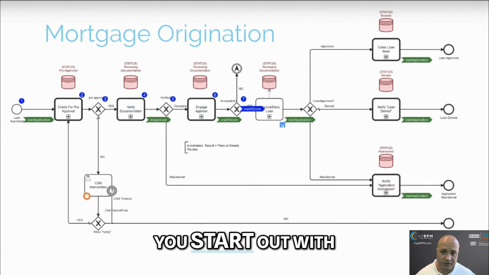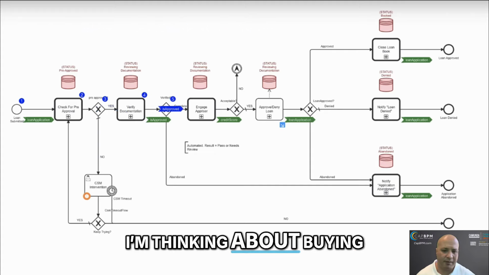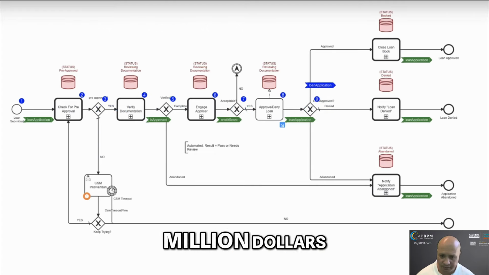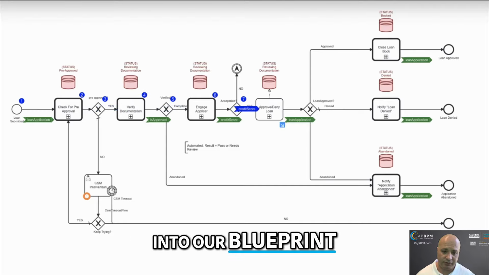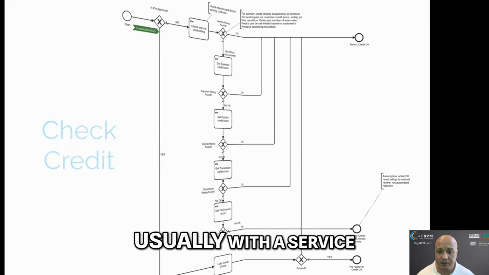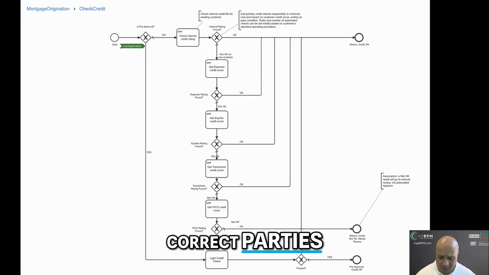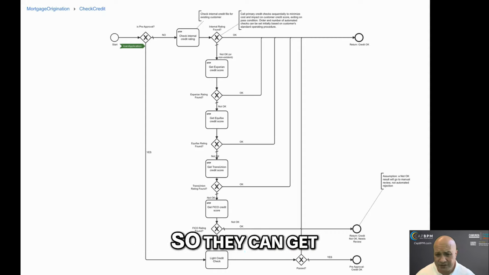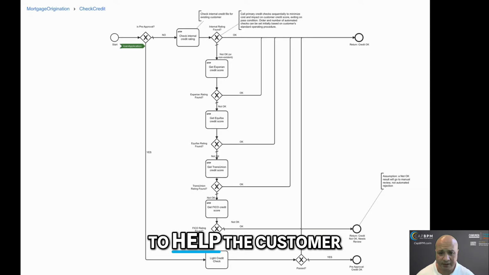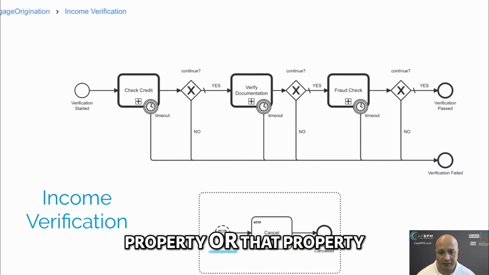Generally, with a mortgage, you start out with a pre-approval step. And the customer will contact you and say, hey, I'm thinking about buying a house. I want to spend $500,000 to $1 million. Can I get a pre-approval for that? So that's actually baked into our blueprint. At that point, we do a soft credit check, usually with a service like Experian, and we come back and we notify the correct parties, whether it's the customer and or the real estate agent and maybe our own internal people, so they can get ramped up and be prepared to help the customer move forward.